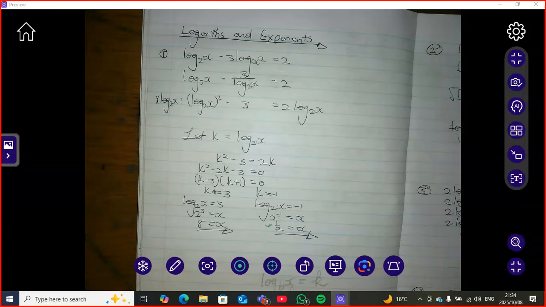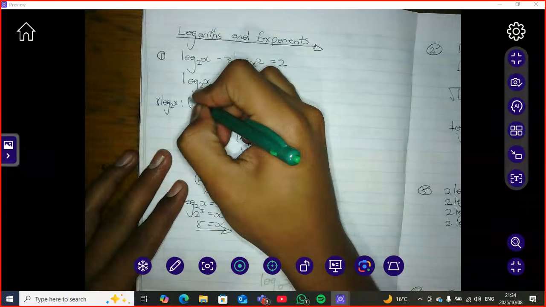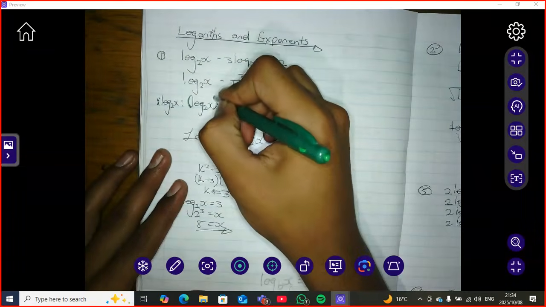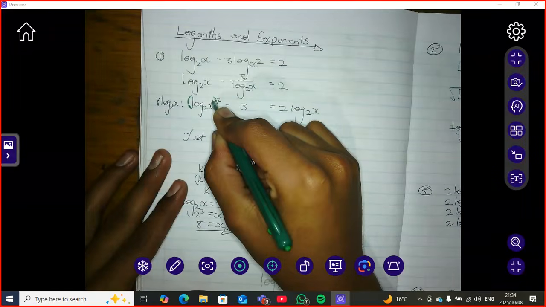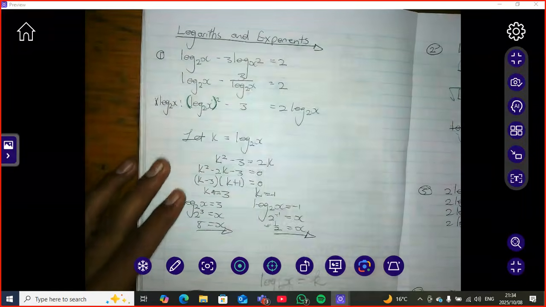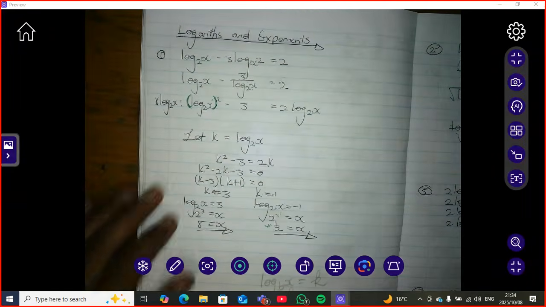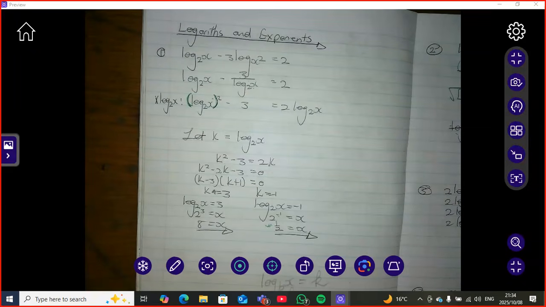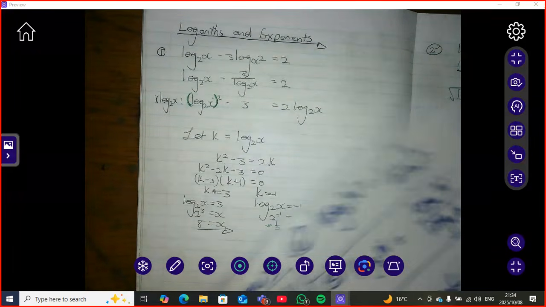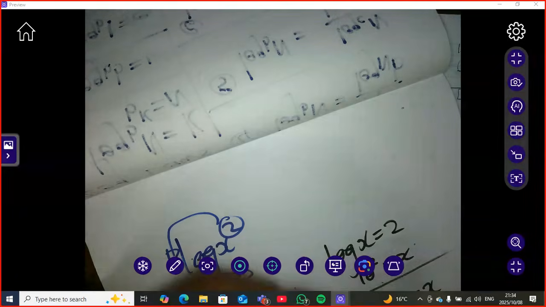No, because the whole log is being squared now. The whole thing is being squared. The squared isn't there, the squared is outside now. When that's squared, but it can be anything. It can be anything.